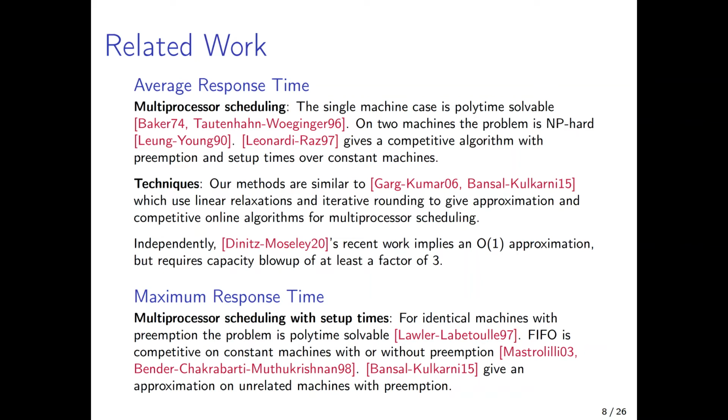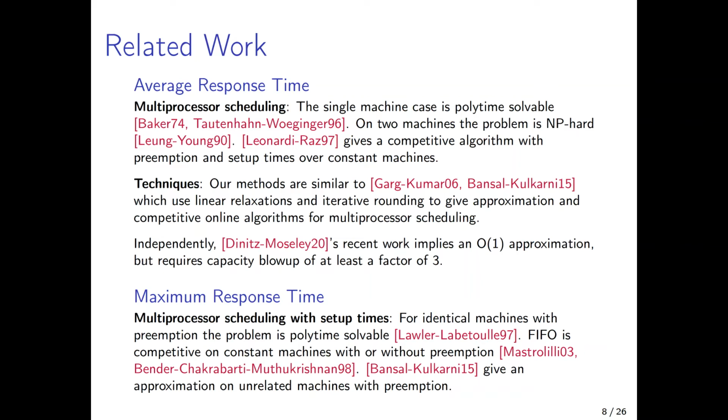We include here prior and independent related results. Much of the prior work has been in the field of multiprocessor scheduling, in which, unlike our problem, machines are not embedded in a network topology.